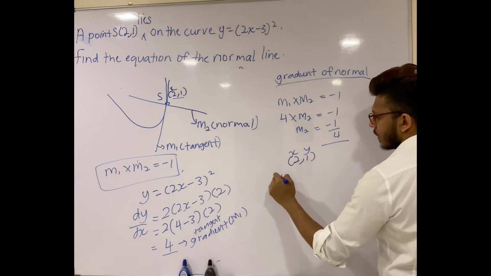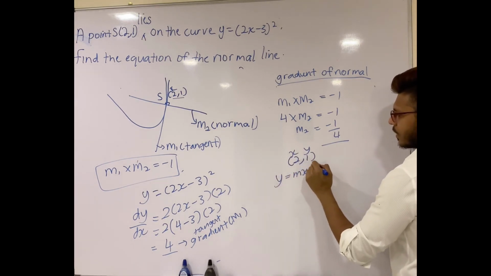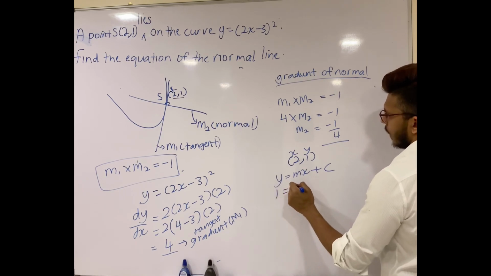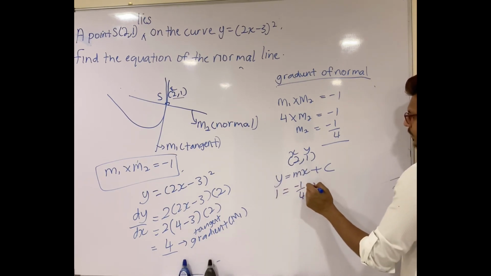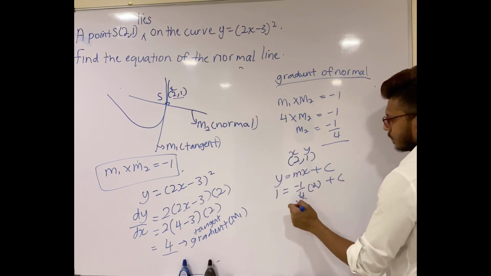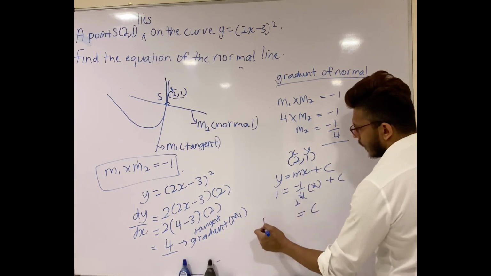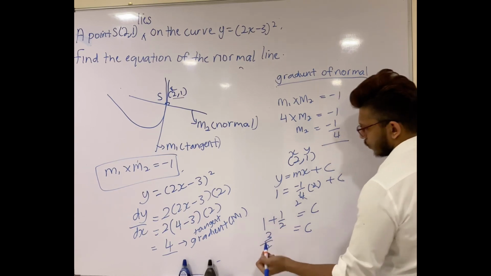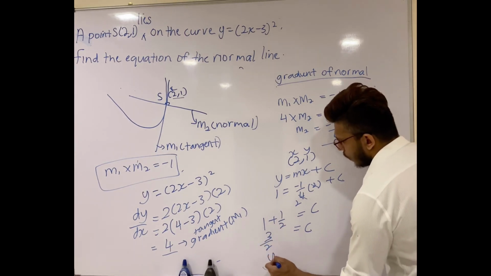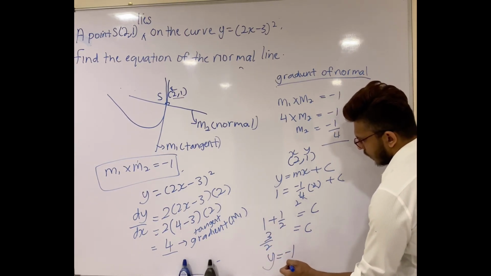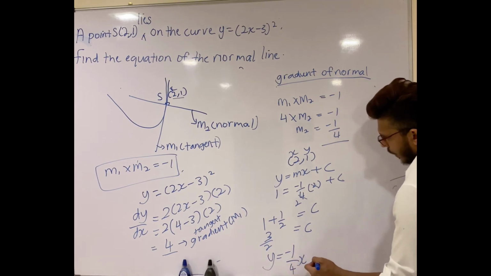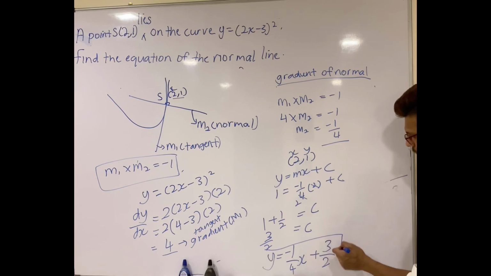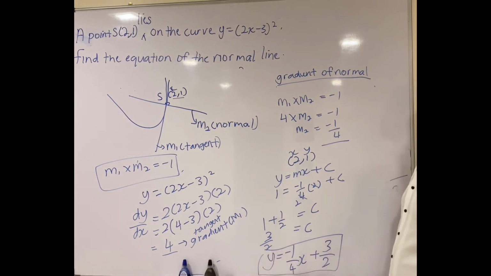So y = mx + c. We know our y is 1, m is -1/4, x is 2. When we solve this, we get our c as 3/2. Finally, the equation is going to be y = -1/4 x + 3/2. Solved. Easy, guys.